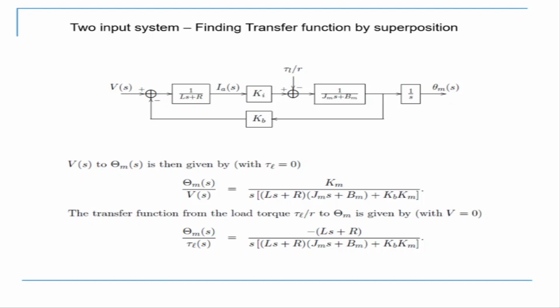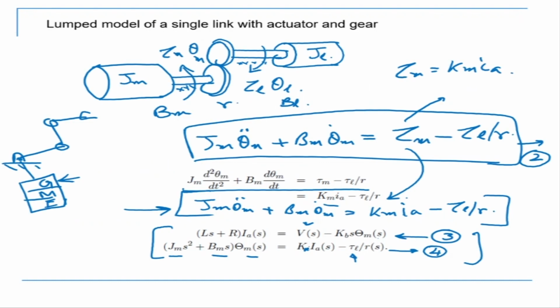So here what you get is, let's look at this. What we are getting is Ia, the armature current. This is my input Vs. Vs is getting multiplied by 1 by Ls plus R, which is giving us Ias. And where did that come from? If you look at this equation, Vs is coming in.